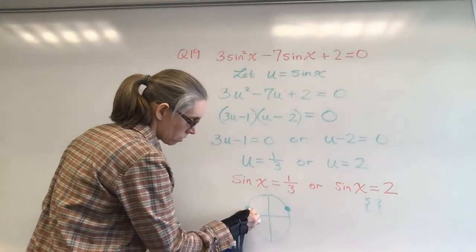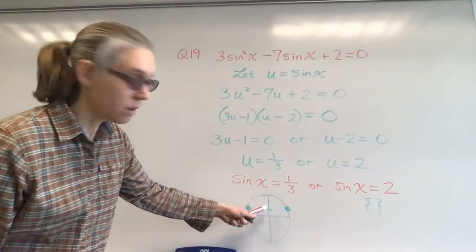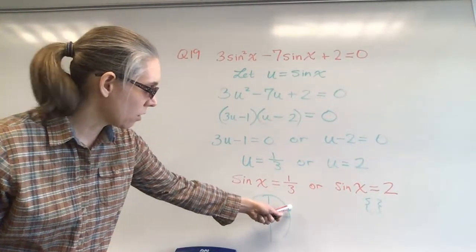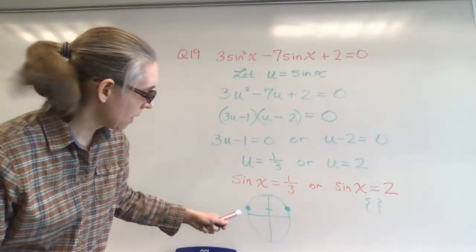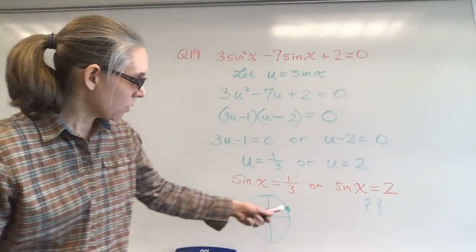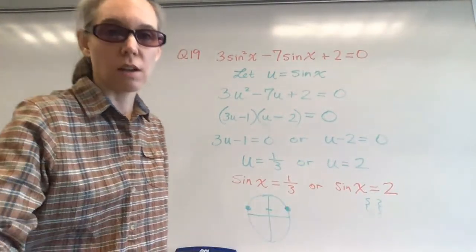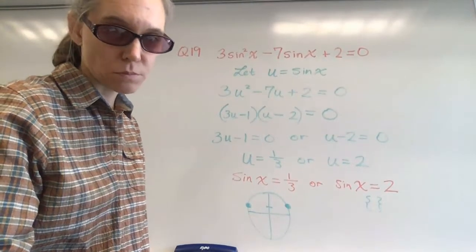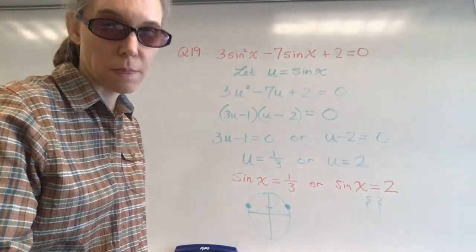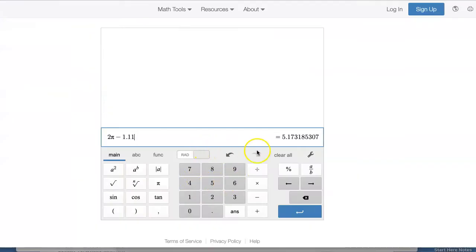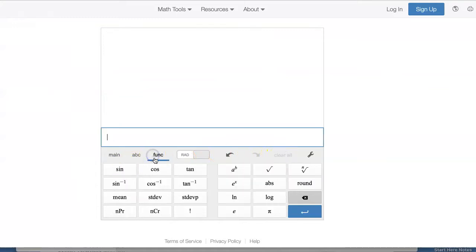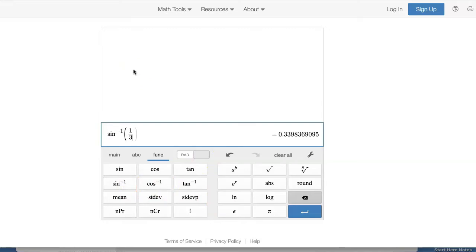you have two solutions, right? 1/3 is about a third of the way up. You've got a dot over here in the first quadrant and a dot over here in the second quadrant. And we figure out this one right here using arc sine on the calculator. So we'll go ahead and do that. Arc sine of 1/3 is about 0.3398.